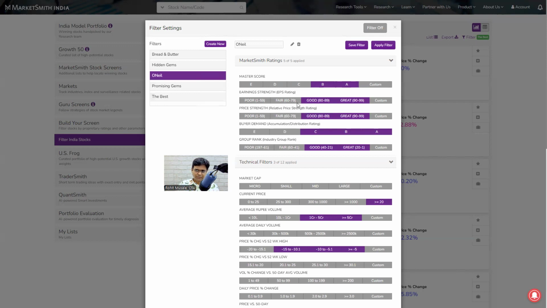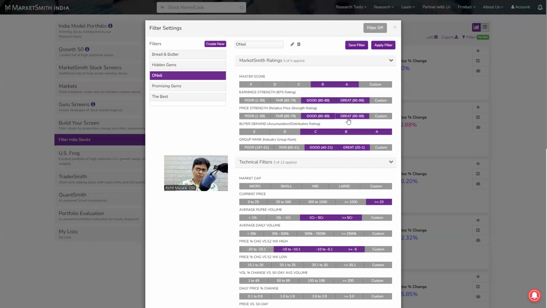So the first filter is the earnings strength. Earnings strength should be good or great, which means the earnings strength or the EPS rating should be 80 or more. What this means is that any stock that qualifies under this criteria is doing better than 80% of stocks in the entire stock market. So, for example, let's say there is a company ABC. ABC has an earnings stability and earnings growth which is better than more than 80% of the stocks in the entire stock market. Okay, that's called earnings strength.